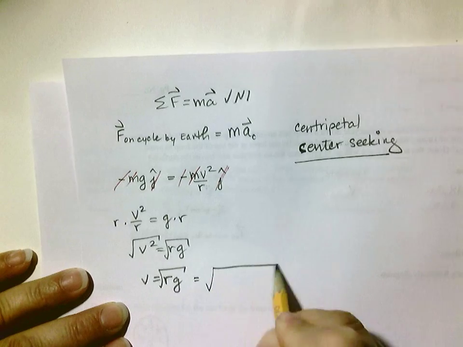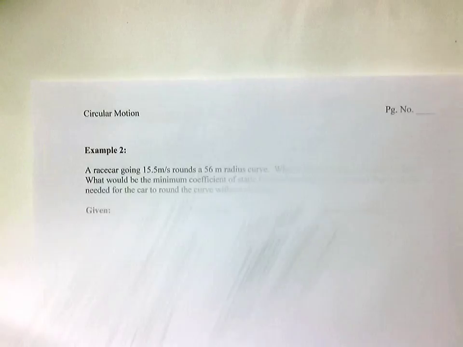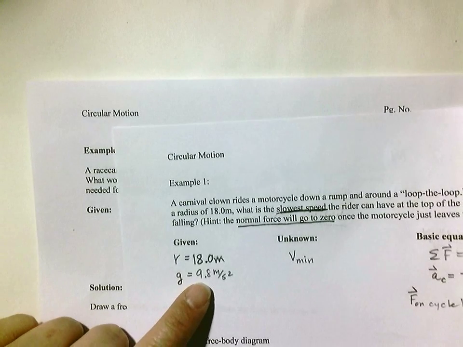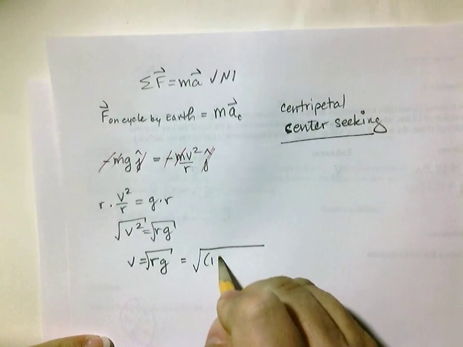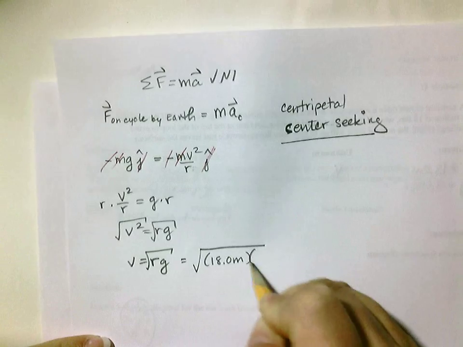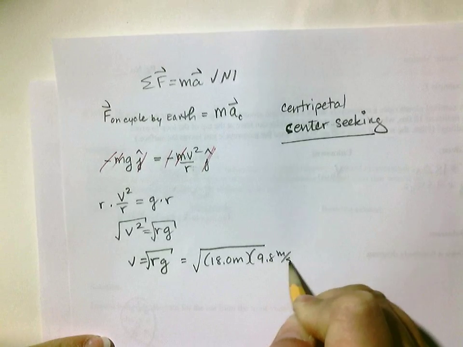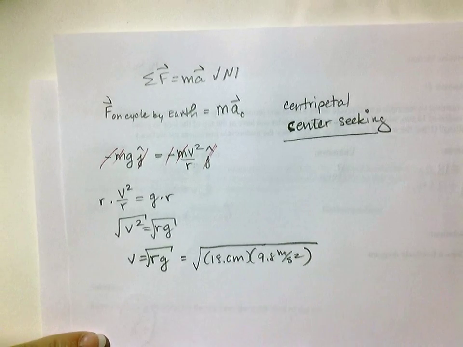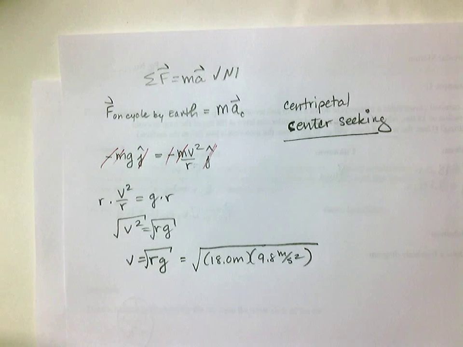Now all I have to do is substitute in the numbers. Okay, so r is equal to 18 meters. So we end up with 18 meters times 9.8 meters per second squared. Okay, why did I not include the negative in that? That's right. The negative doesn't get included because I want the magnitude only, not the magnitude and the direction.